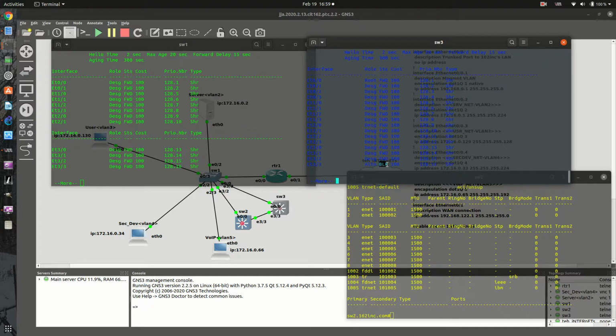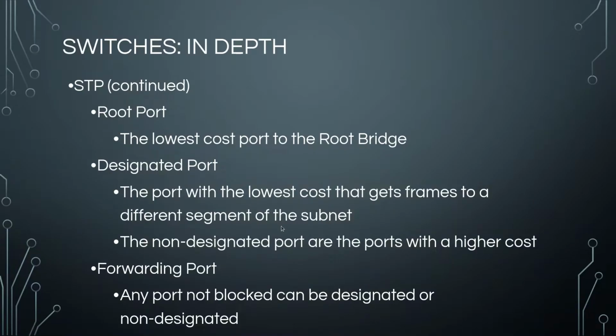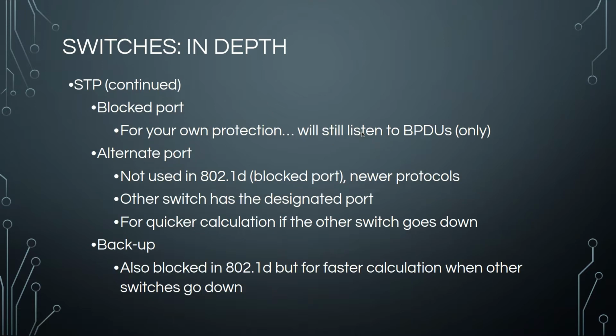This is blocked, right? BLK is for block. It's an alternate way to get to the root bridge, but if we turn it on, it's going to cause a layer 2 routing loop, so we're going to block it. All right? That's what's going on. Forwarding port: any port that is not blocked can be designated or non-designated. We have blocked ports. For your own protection, we'll still listen to BPDUs only, right? So blocked ports aren't 100% blocked. They're not down, down, down ports. If they're a blocked port, at least spanning tree blocks them.